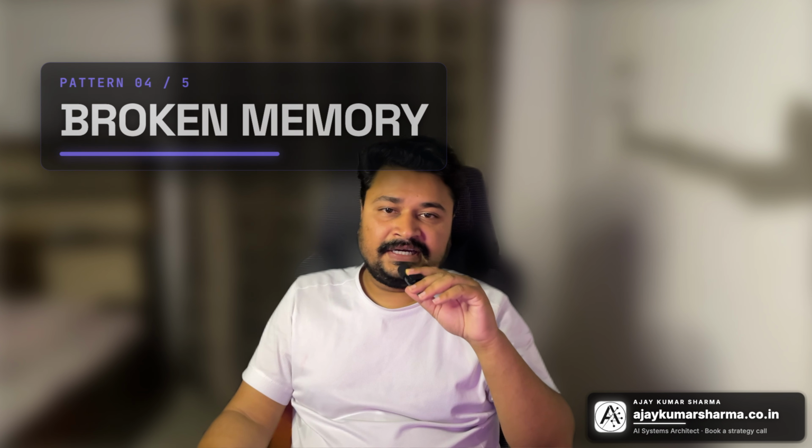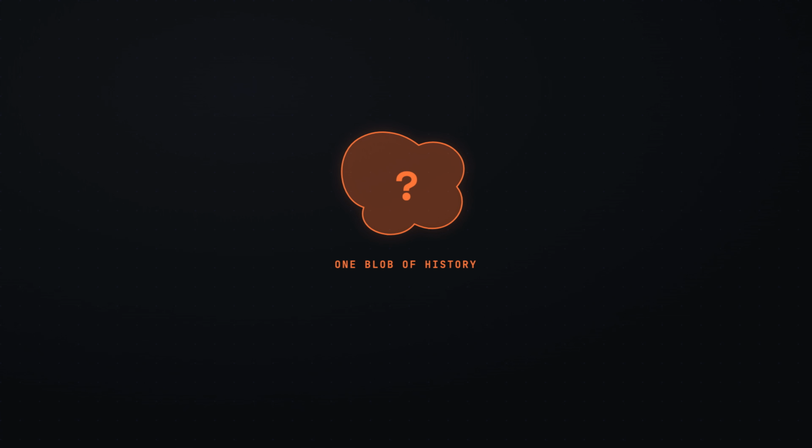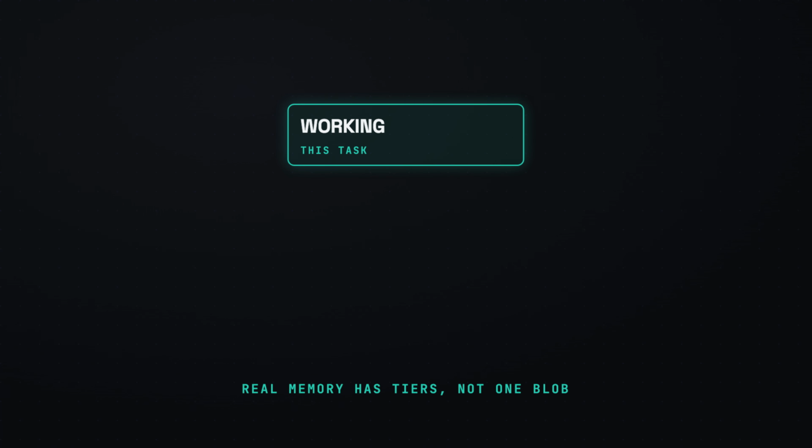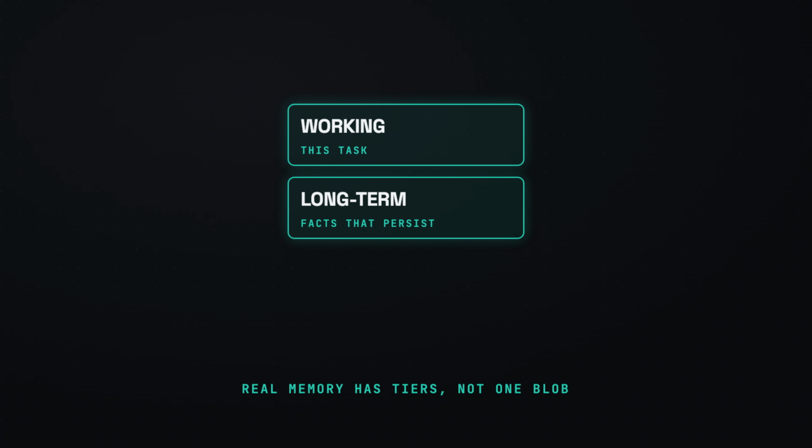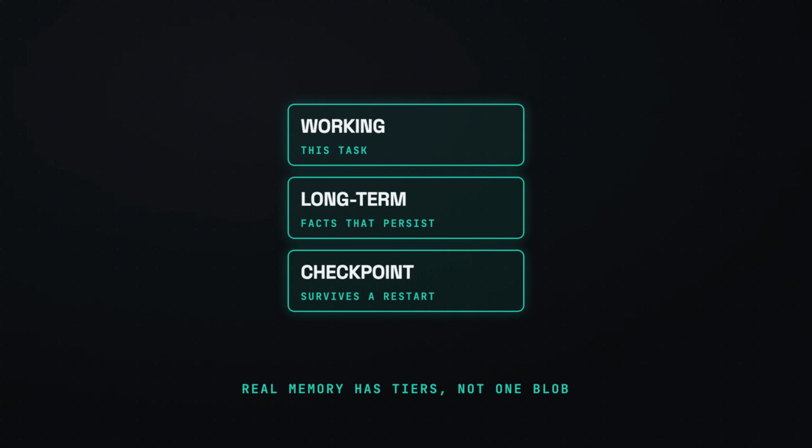Pattern 4: broken memory. Most agents treat memory as an afterthought, one giant blob of chat history, and that is it. So the agent repeats a question it already asked or it loses a decision it made 2 minutes ago. Real memory has tiers: short term working memory for the current task, long term memory for the facts that should stick around, and saved checkpoints so a long task can survive a restart.